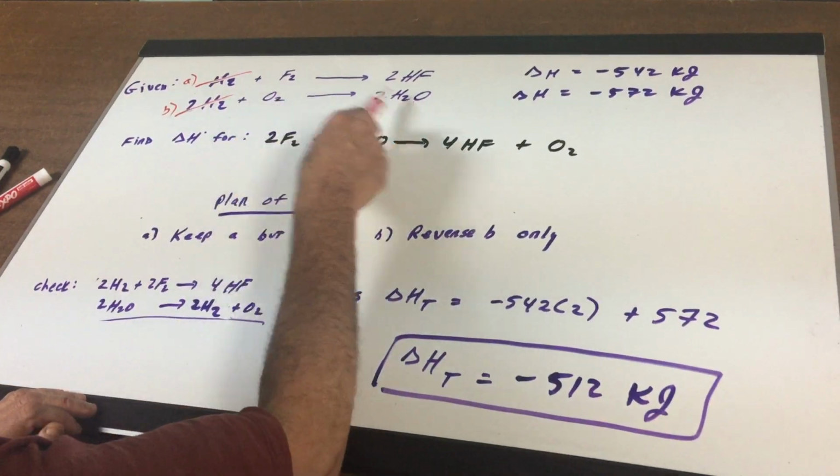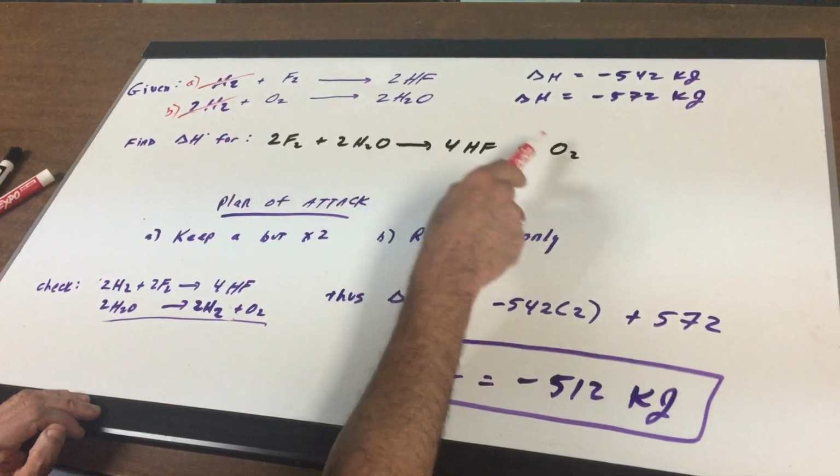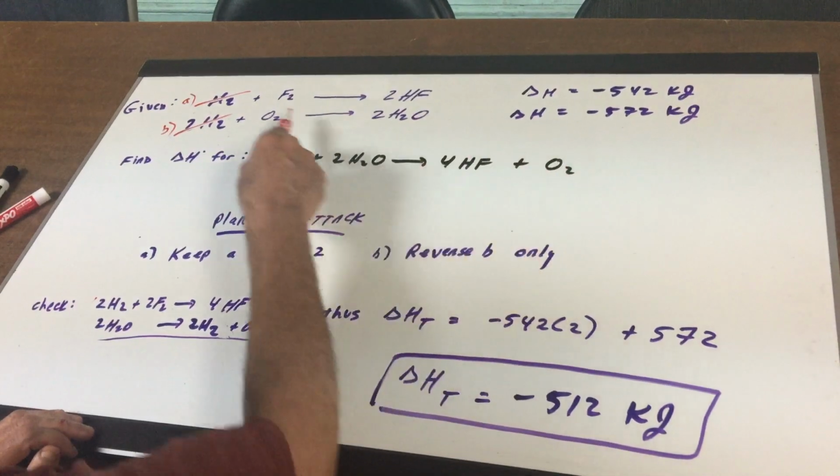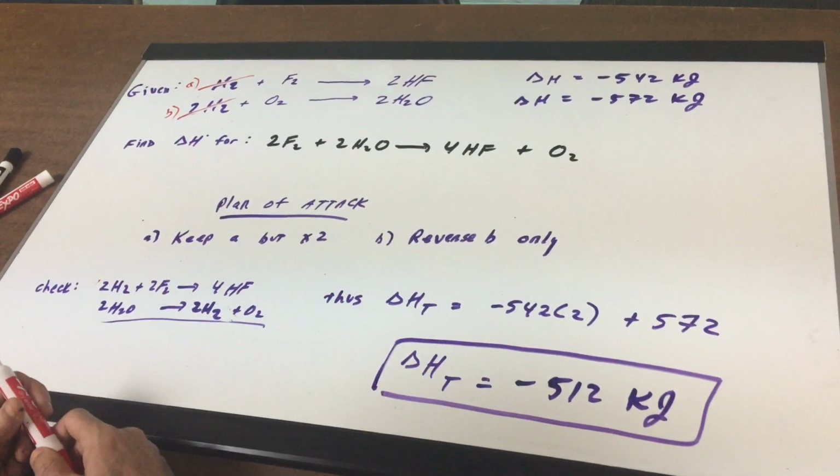Then you go to step B. Well, you can either look at this or this. Let's look at the oxygen. The oxygen is needed on the right side. Here it's on the left side, so what am I going to do? I'm going to reverse B.